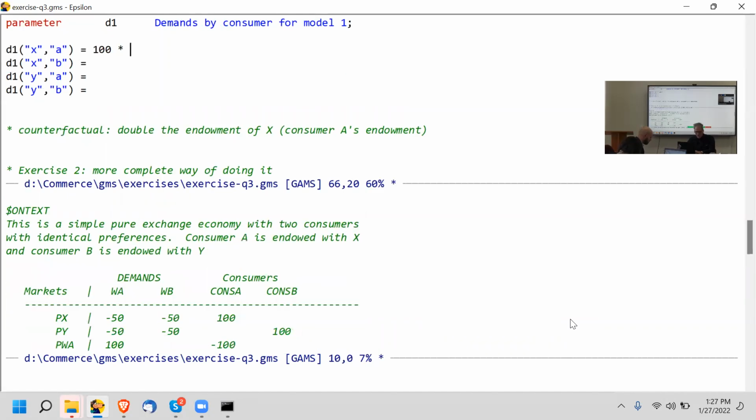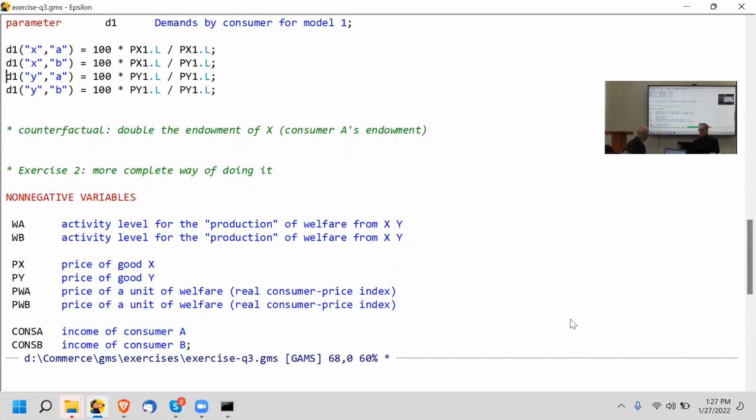So A is endowed with 1, so 100 times PX1 dot L, and that's going to be divided by PX1. And then for 2, it's going to be like this. Y1, and then these guys go, and again, we have the same sort of idea here. This guy's endowed with Y. It's going to be by Y. So now I've got the demands, they're all going to be the same. Okay, at that point, right? Double the endowment of X.